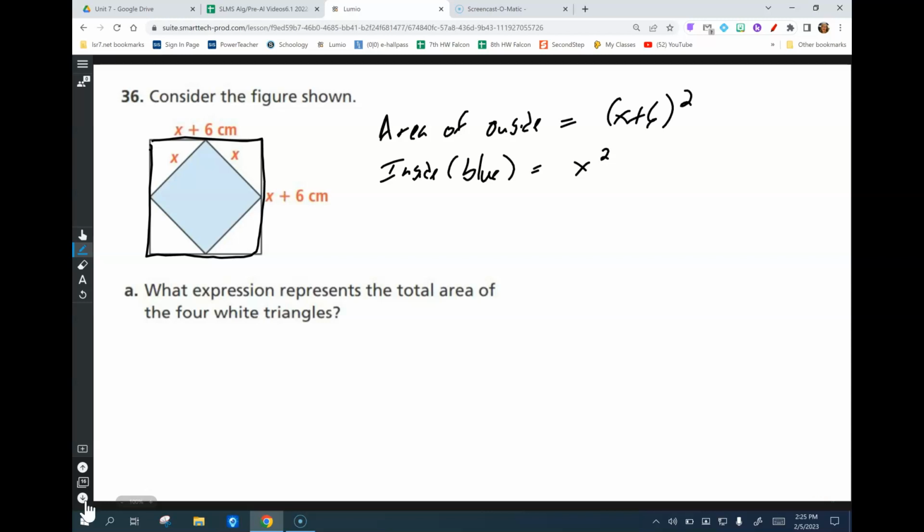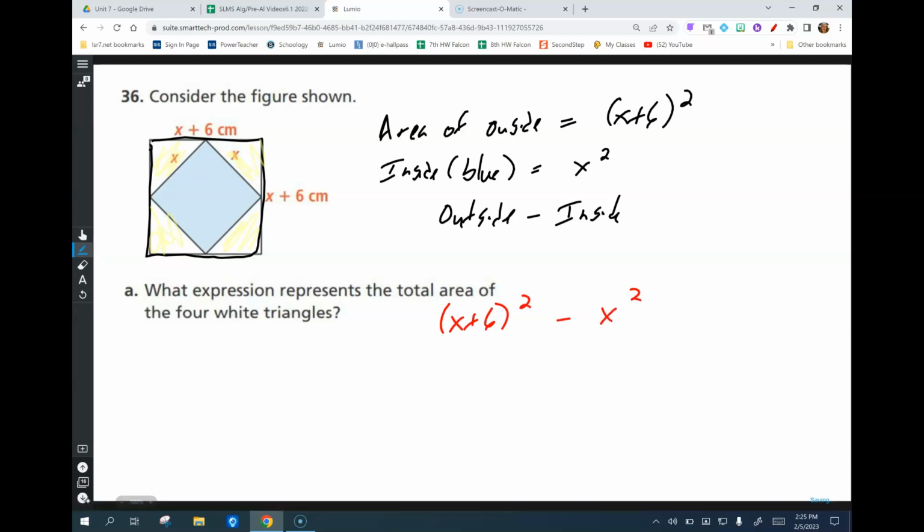But what they want us to find is the area of all these triangles, this outside stuff. You will see we've seen problems like this before. We're going to take the outside and subtract off the inside, the same thing we're doing here. So what is the outside? The outside, and that's what they're asking us to represent here, is (x + 6) squared, and we're going to subtract off the inside, which is x squared.